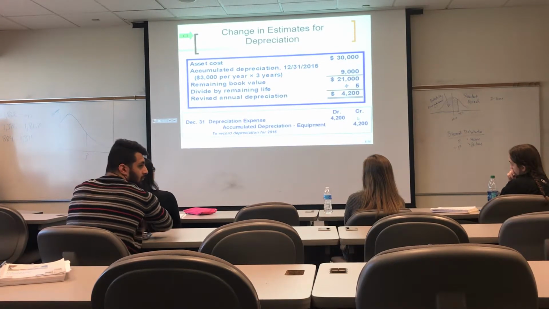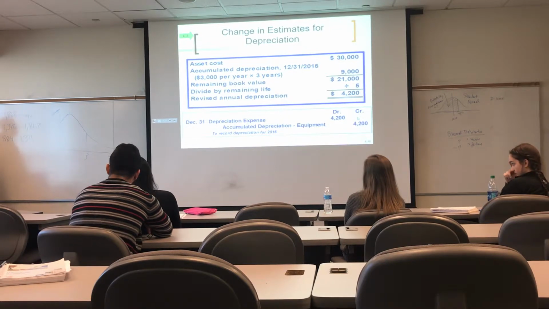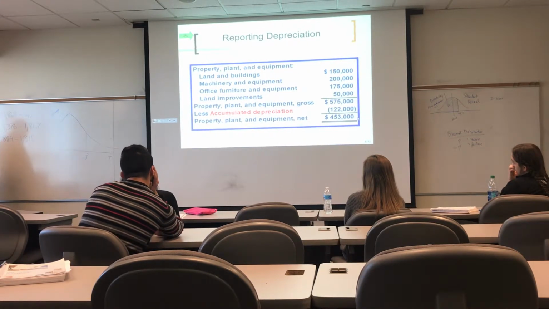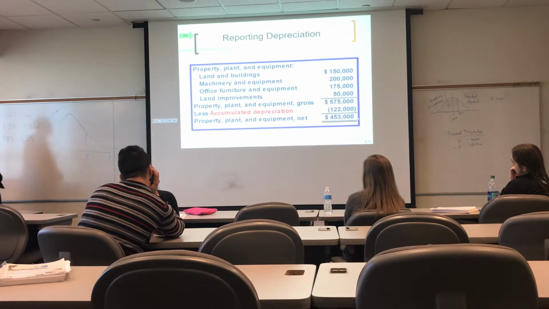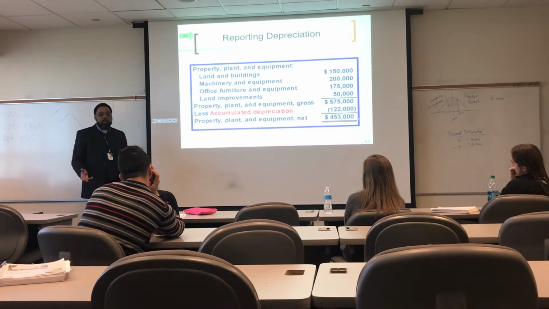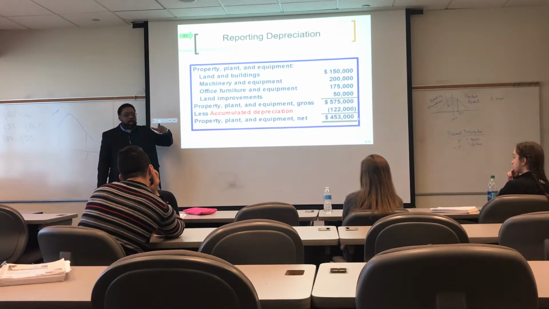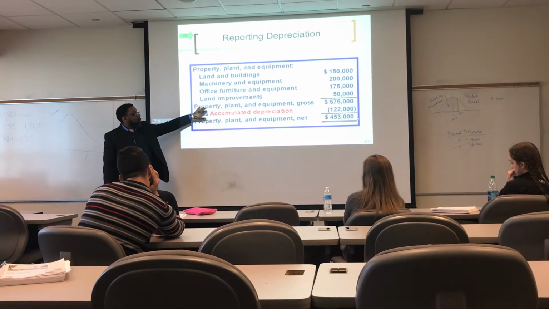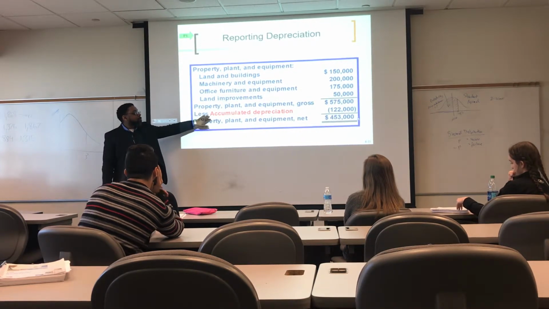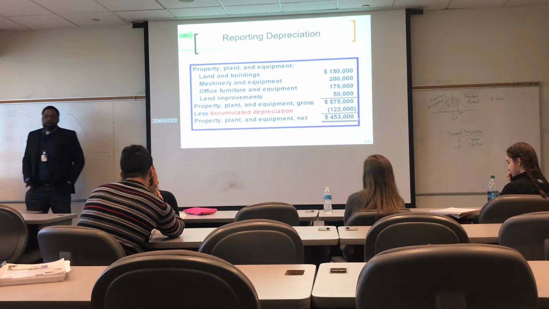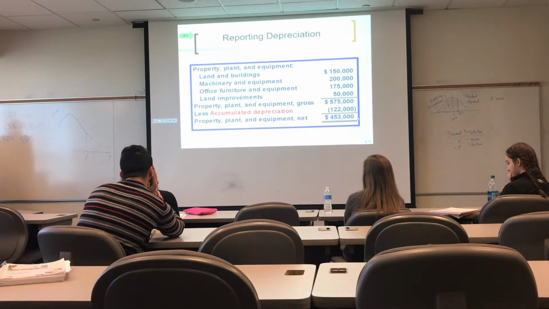That would be your depreciation: debit the expense, credit the accumulated depreciation. It's just reporting depreciation. When we report it, the accumulated depreciation will be on the balance sheet as a contra asset. I think I've discussed that in the last video. Property, plant, and equipment, gross, minus the accumulated depreciation gives you the net. And that's what it would look like.